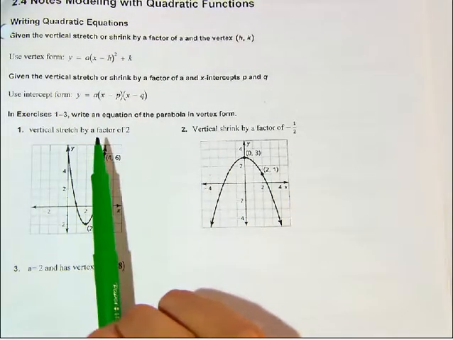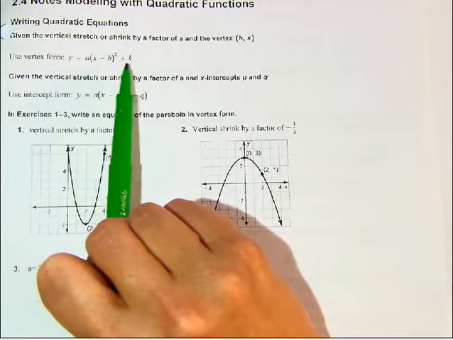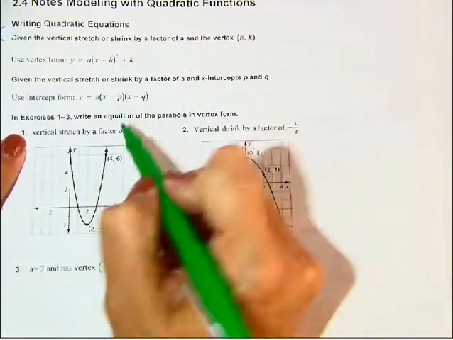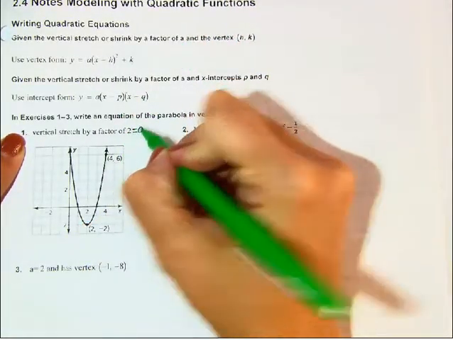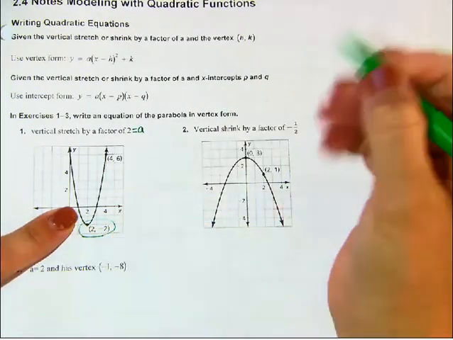Write an equation for the parabola in vertex form. So we're going to use this form. Our answer should be written like that. So this tells me I have a vertical stretch. So that means A is 2. And then for vertex form, I need the vertex, which is right there.